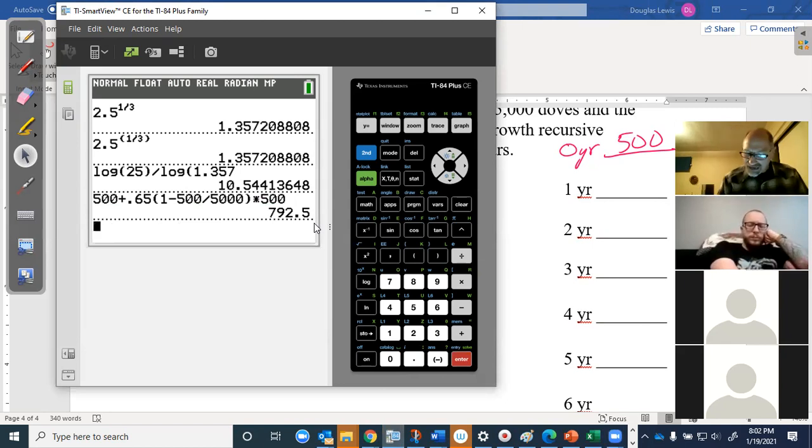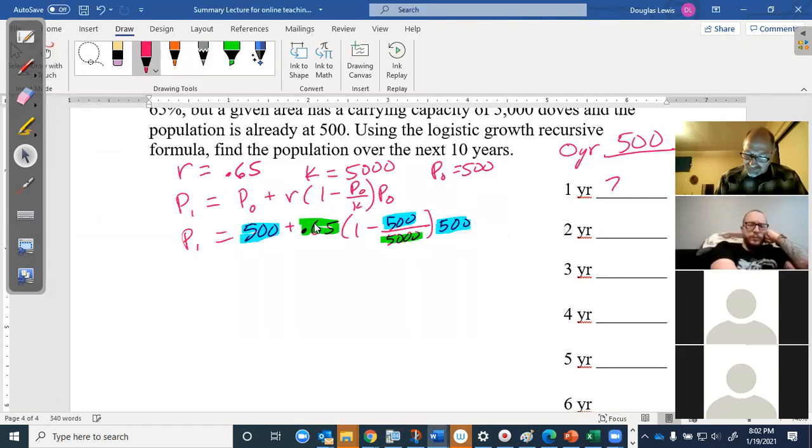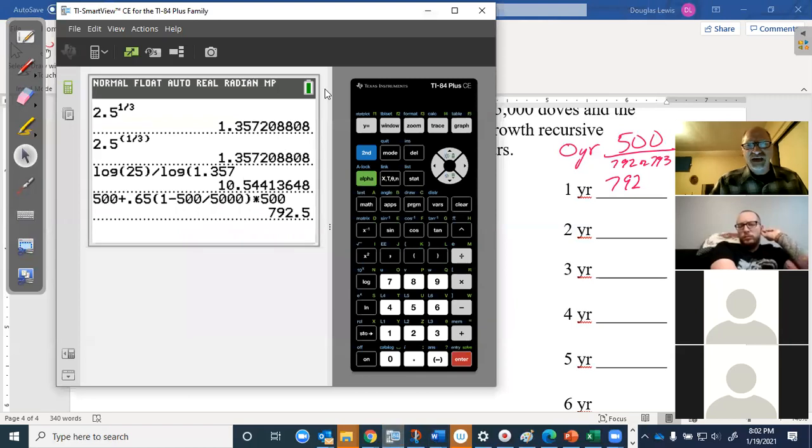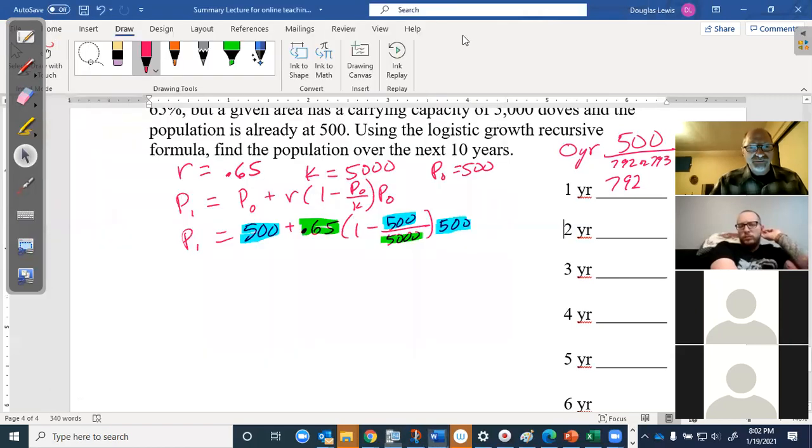792.5. Now I can write 792 or 793. I don't really want to write 792.5 in there because half a dove is not really very realistic, is it? But now when I go back to that calculator, how am I going to find the next value? How do I find the next one?